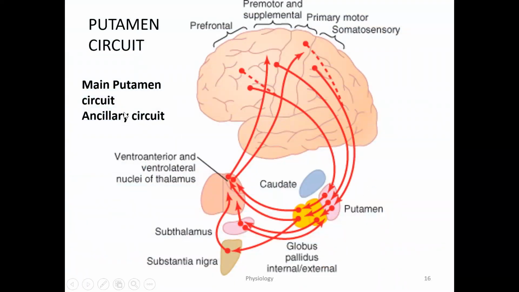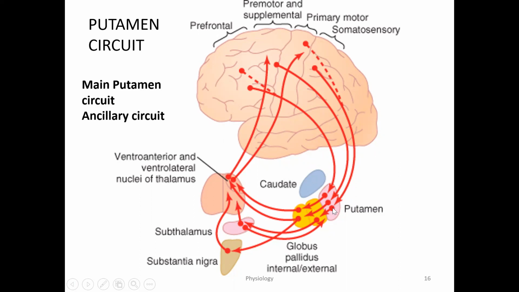Putamen circuit, we have seen in the last lecture. In the main putamen circuit, the input is from the premotor, primary motor, supplementary motor, and sensory areas toward the putamen, and from the putamen to the globus pallidus internal segment, and from here to the ventroanterior and ventrolateral nucleus of thalamus, and then back to the premotor area. While the ancillary circuits: the input is the same, then putamen, GPI, that is globus pallidus internal segment, then substantia nigra, then to the thalamus, and again back to the same endpoint. This is the first ancillary circuit.